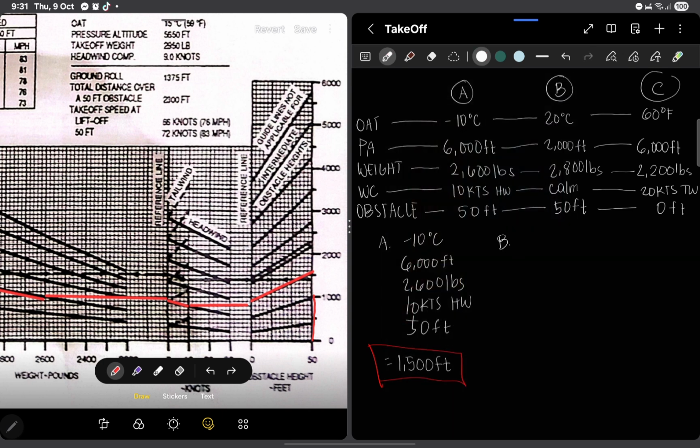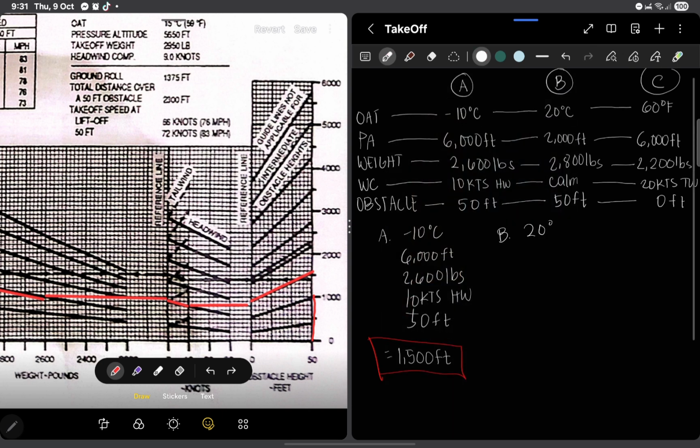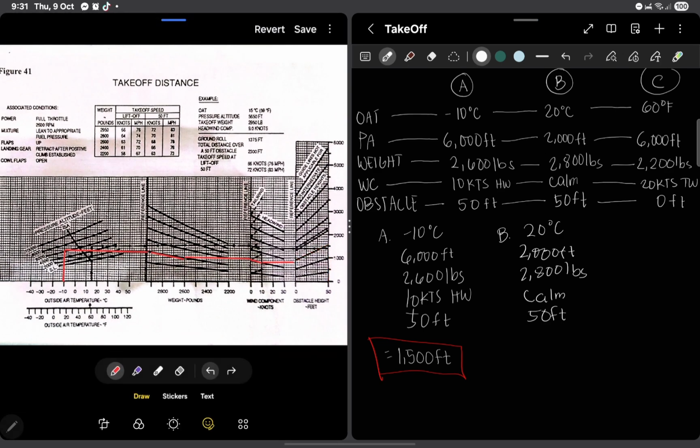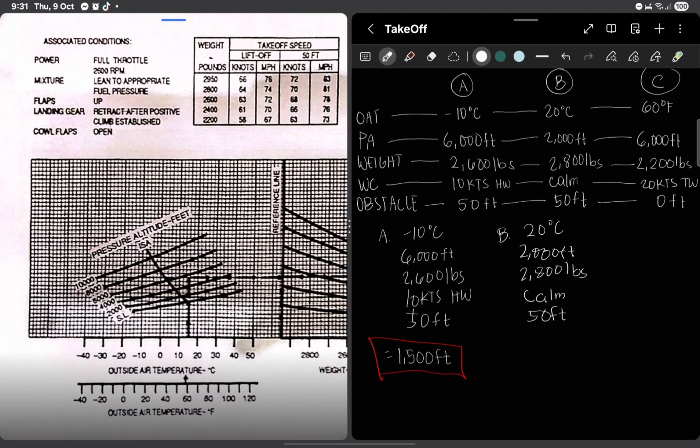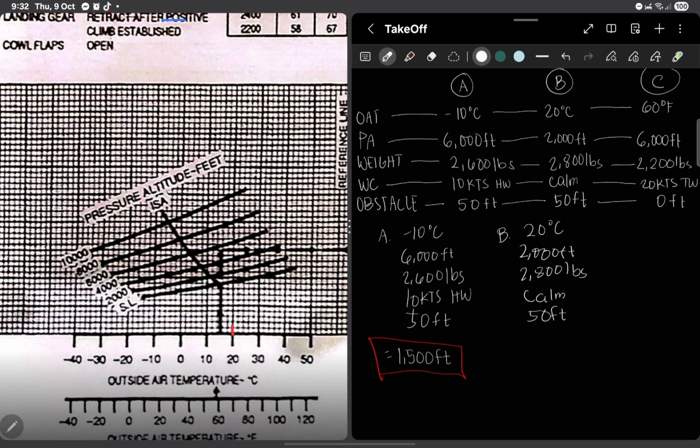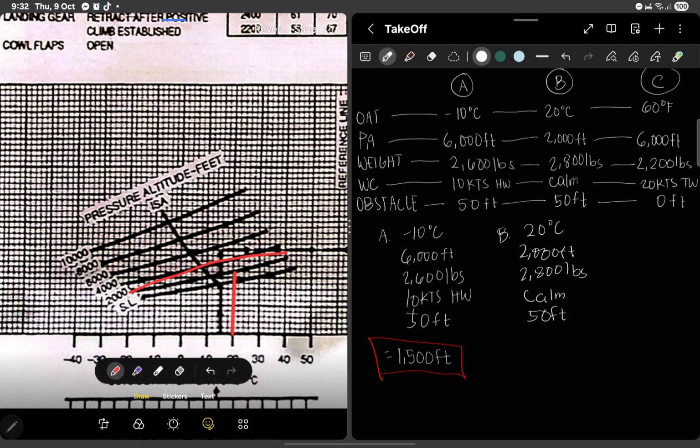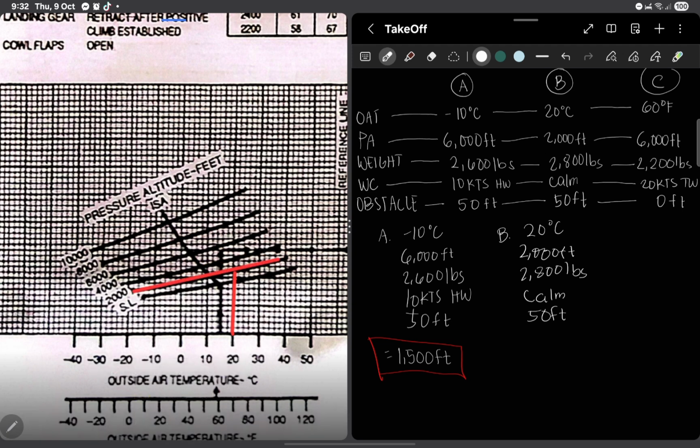For B, we have 20 degrees Celsius outside air temperature, 2,000 feet in pressure altitude, 2,800 pounds, calm winds, and a 50 feet obstacle. Okay, for now let's erase all that we have right here. Let's go back to our outside air temperature. Let's go to 2,000 feet, which is right here. Oh, my bad. Since this is the line of 2,000 feet.